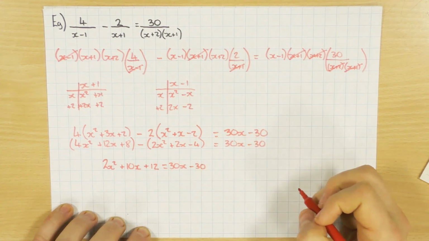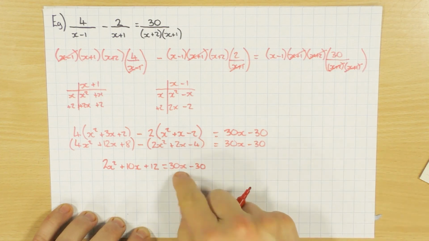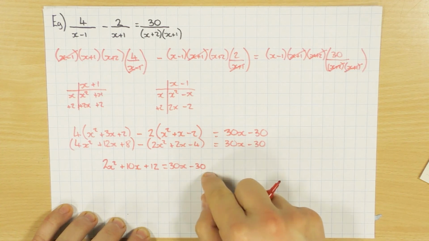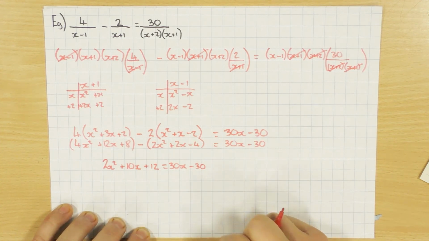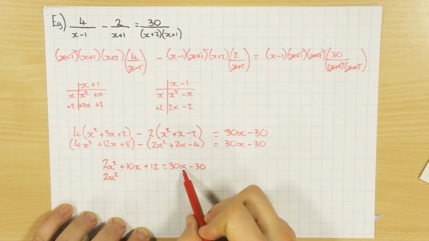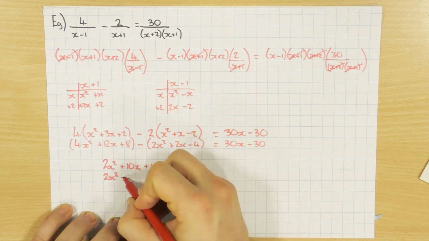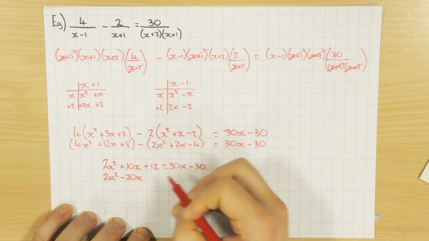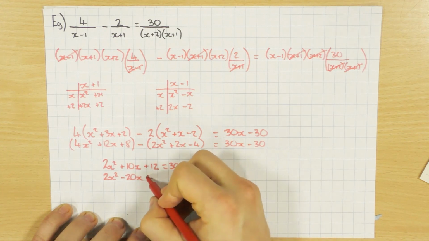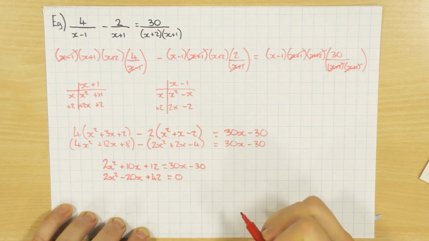So if I want to solve it, just as before, I need to rearrange it so it equals 0. So I'm going to take away 30x from both sides, and I'm going to then plus 30 to get rid of it from here. So plus 30 to that side. So I'm going to be left with 2x squared. So minus 30x to both sides. So 10x minus 30x be minus 20x. And then 12 plus 30 will be plus 42, which will equal 0.